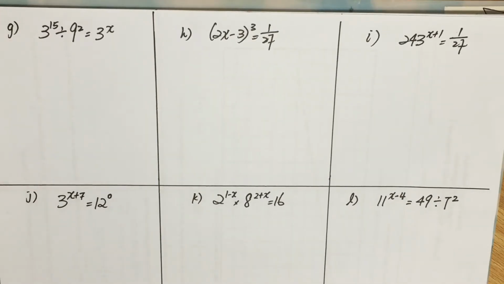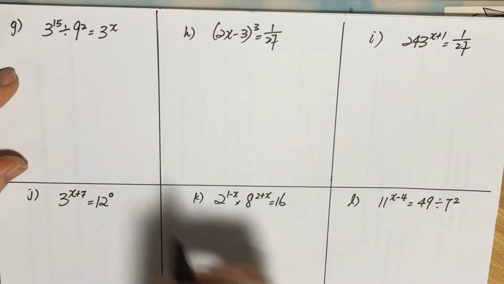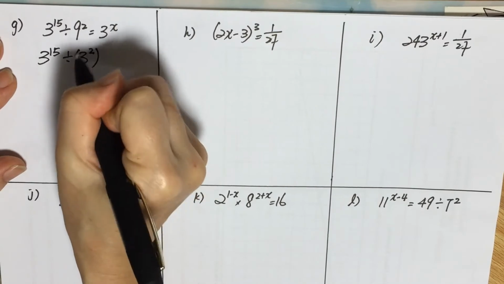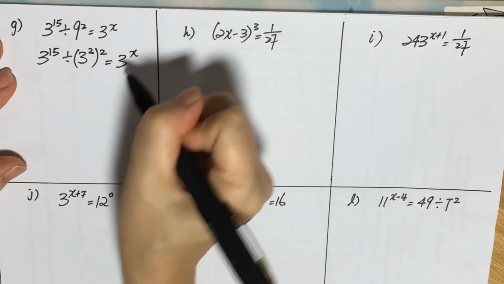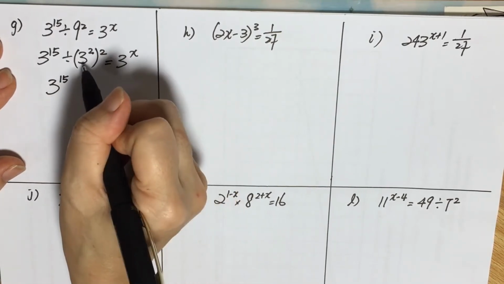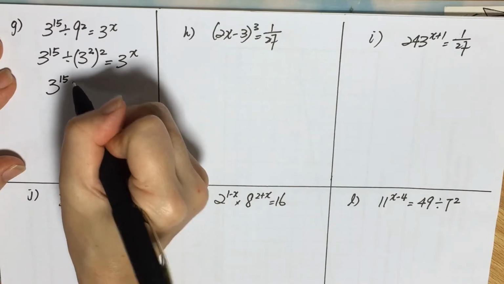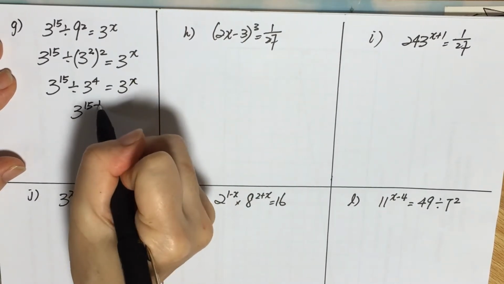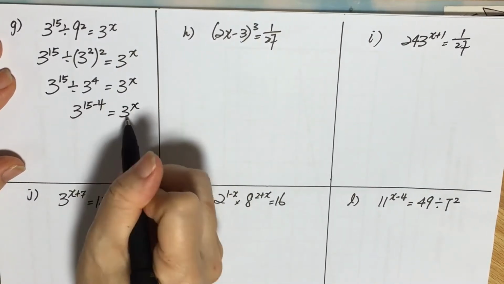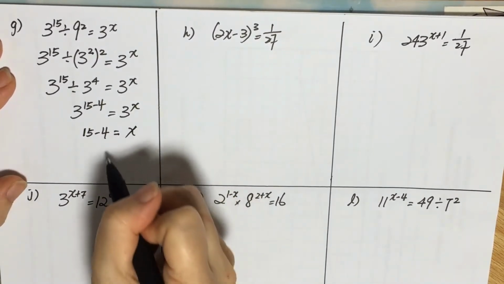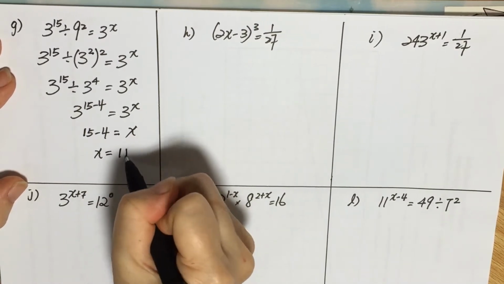Okay, next, part G. So 3, 9, 3, we link them by 3. So 3 to the power of 15 divided by 3 squared to the power of 2 equals 3 raised to the power of x. So here I have 3 to the power of 15 divided by 3 to the power of 4 equals 3 to the power of x. So this is 3 to the power of 15 minus 4 equals 3 to the power of x. They have the same base, so of course the powers are the same. So x equals 15 minus 4, which is 11.